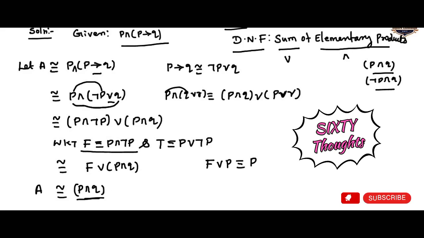Also it is called a sum of elementary products. Why can we say that? There is no other product; once we get another product term, only then do we introduce the OR operator. But here we have only one product term, therefore that product term itself is called a sum of elementary products. So therefore, what is the DNF answer? DNF of A is equal to P and Q.